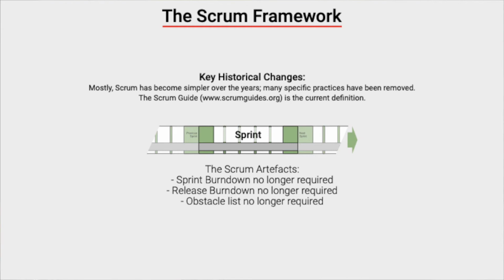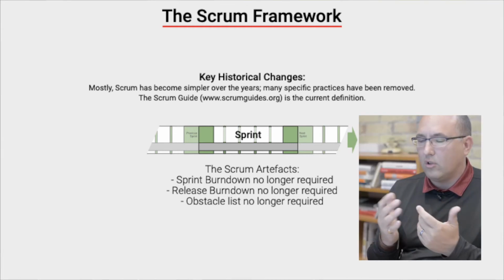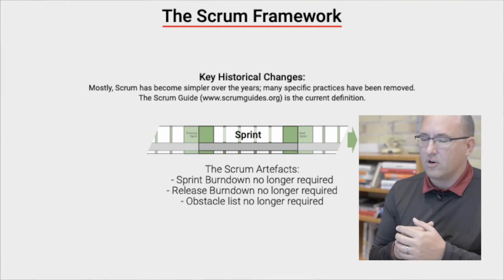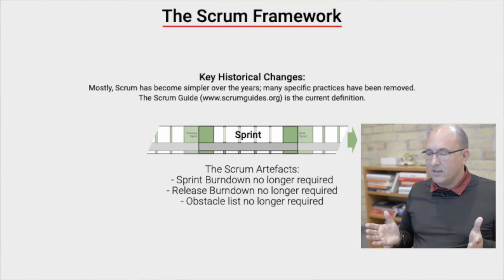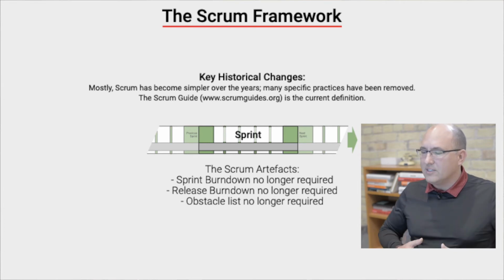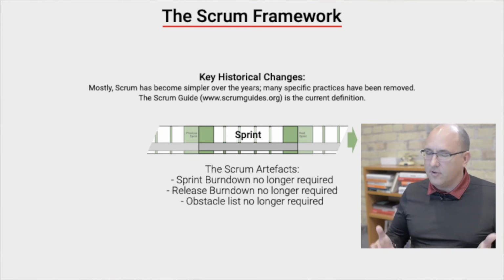A few things have been removed from the artifacts. Scrum no longer includes sprint burndown charts or release burndown charts. They're an option, they help with transparency, but they're no longer actually required. Part of the reason for this is because there are many ways of doing these charts, but also because there are many other ways of creating the transparency necessary to show progress.